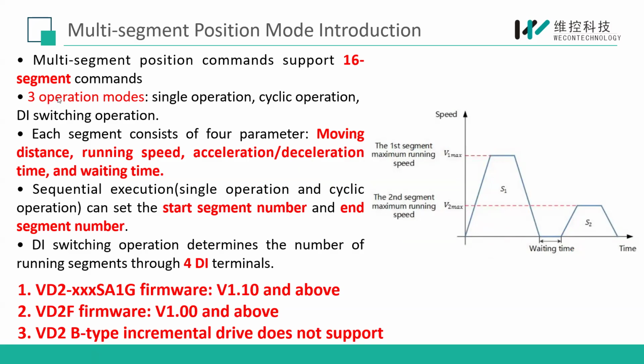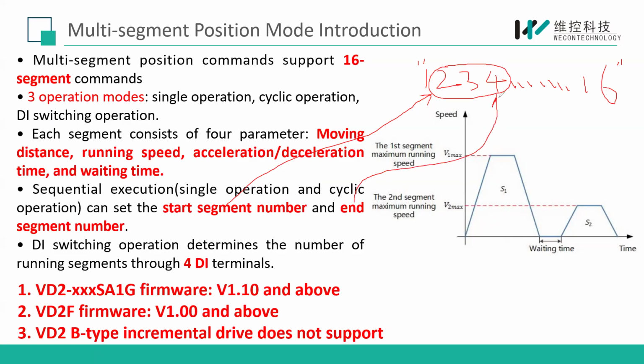And for here, 3 operation modes. The first 2, single operation and cyclic operation. For these 2 operations, we can set the start segment number and the end segment number. For example, we have 16 segments, and we only want to run these 3 segments, cyclically or single. So we can set the start segment as 2 and the end segment number as 4.